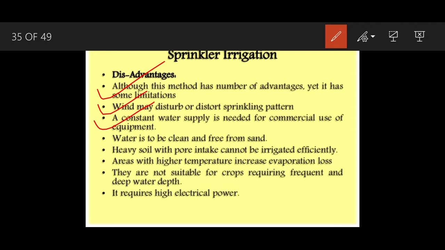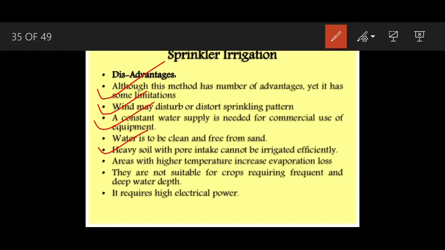Water is to be clean and free from sand. Otherwise, if sand is there, then it might lead to sedimentation, and the pores of the land will be filled with sand, and it can destroy the fertility of the land. Heavy soil with poor intake cannot be irrigated efficiently. So if the soil has big pores, then a lot of water will be required, and it will be filled, and it is not suitable for such type of soil.